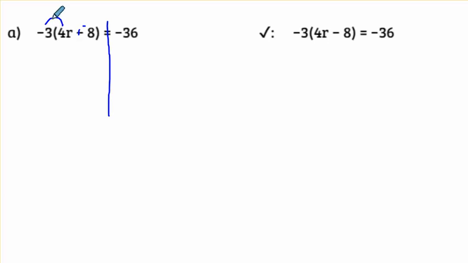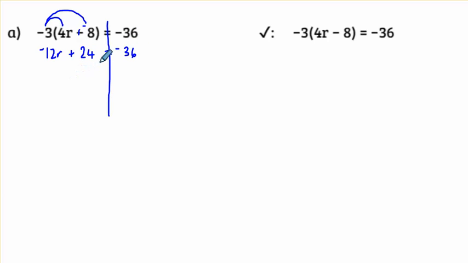So negative 3 times 4r is negative 12r. I bring down my plus sign. And then negative 3 times negative 8 is a positive 24. And then over here, I still have my negative 36.